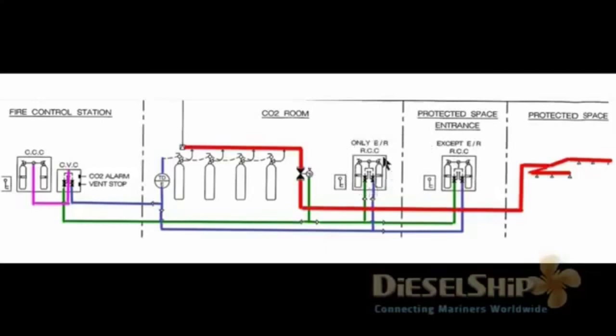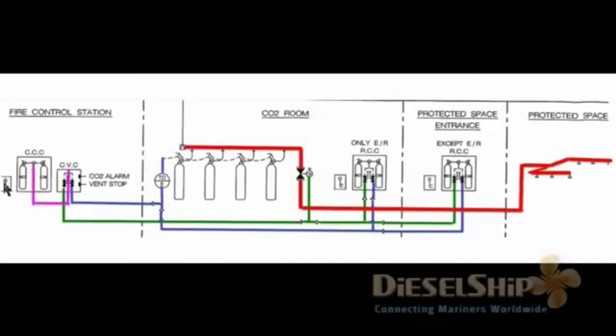In a conventional way, you have the valve control station in the CO2 room and one at the fire control station. So from 3 places you can flood CO2 inside the engine room. Let's now concentrate on the fire control station, the valve control section.